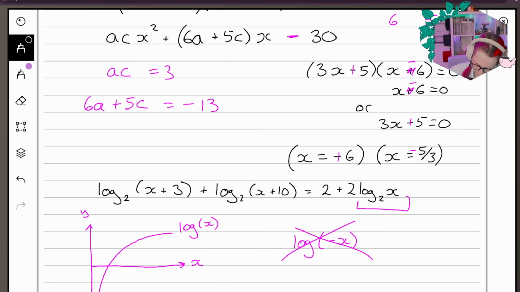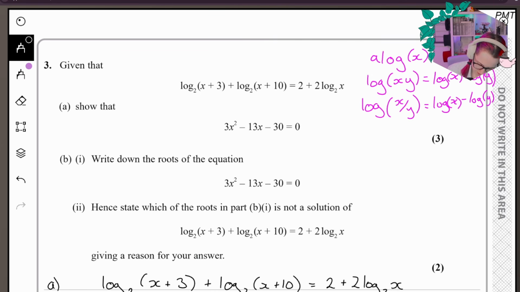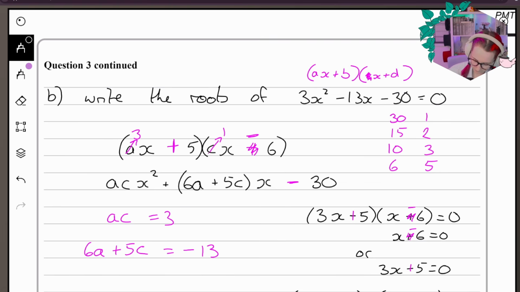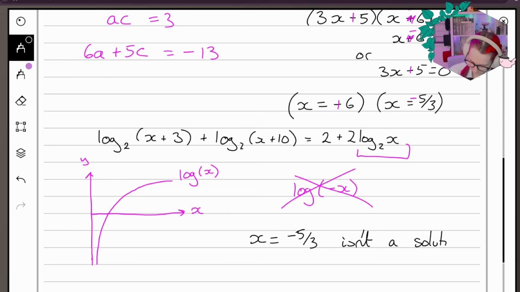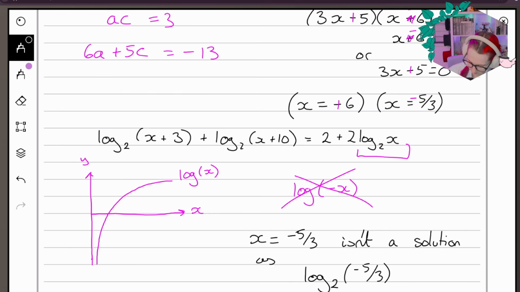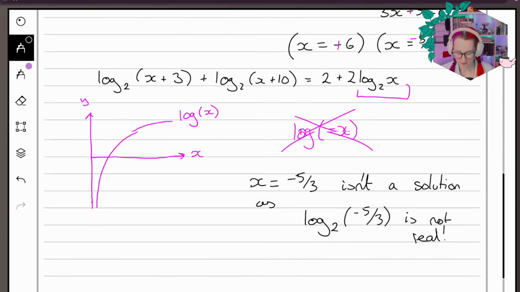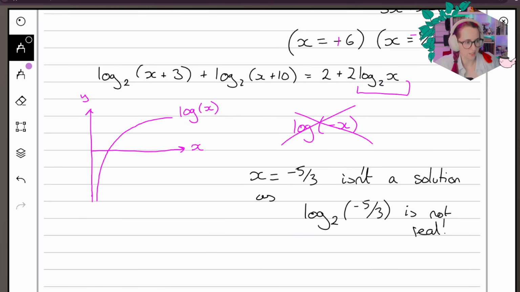So x is minus 5 over 3 isn't... what was the question framing? Not a solution. So as log 2 of minus 5 over 3 is not real. There is some stuff that you can do there with logs of negative things, but for what we're considering, it's not real. So logs only take positive inputs of real numbers. Okay.